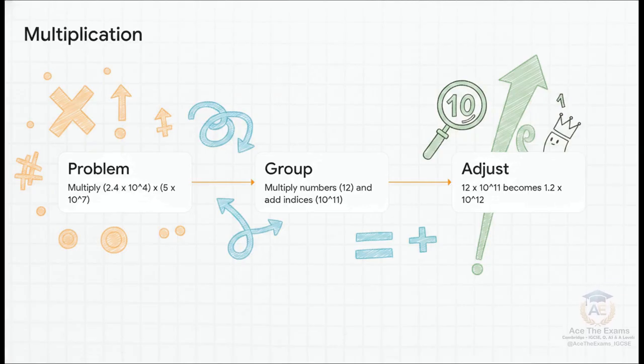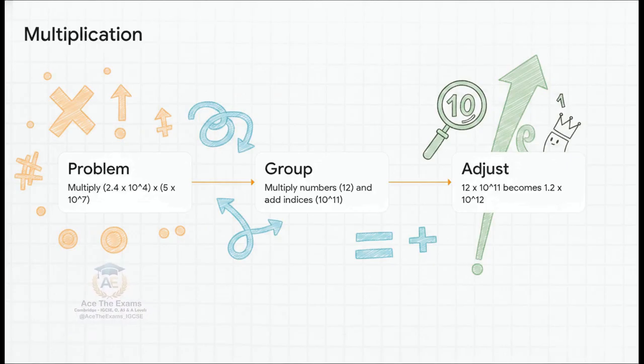Step 1. Multiply the front numbers together. 2.4 times 5 equals 12. Step 2. Use our very first index law to combine the tens. When multiplying, we add the powers. 4 plus 7 is 11, giving us 10 to the 11th. So we have 12 times 10 to the 11.